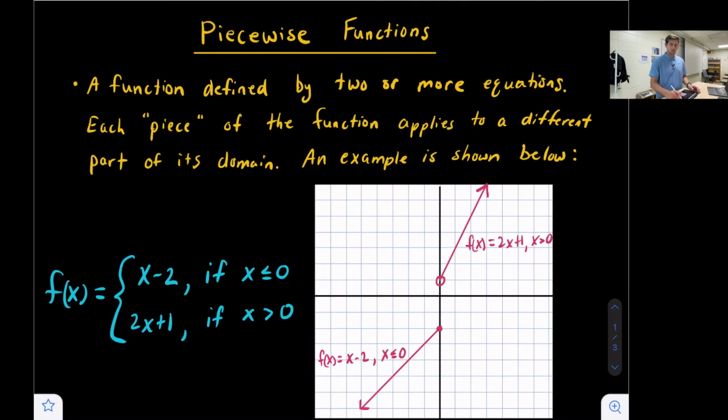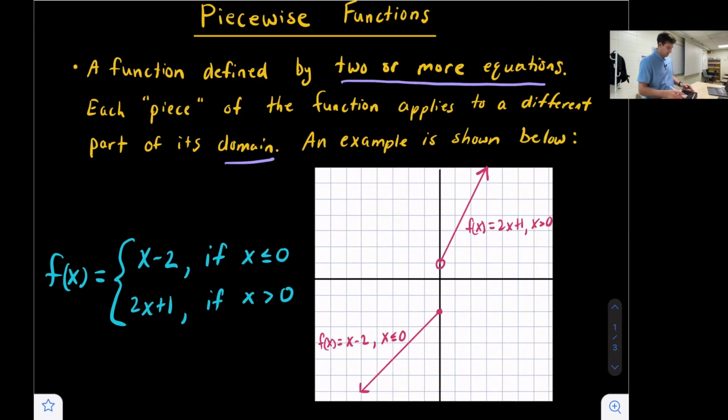Hello everyone, in this video we're going to talk about piecewise functions. So what is a piecewise function? It is just a function that is defined by two or more equations, and they kind of look like pieces, right? So each piece of the function applies to a different part of its domain, and we have an example here below.